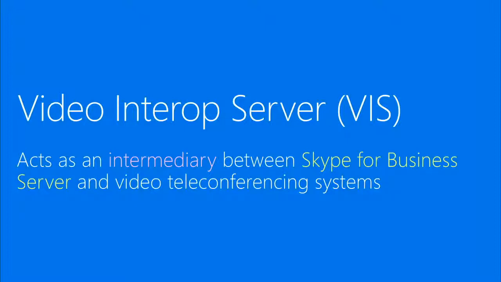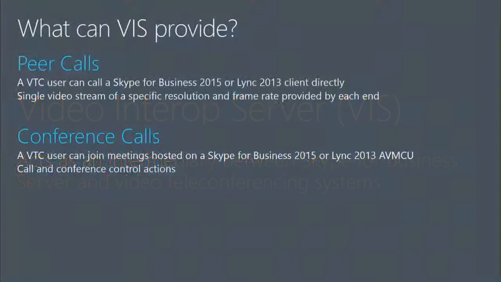So this isn't something that's part of any of the cloud offering features that they've been talking about the last couple of days, but you deploy Skype for Business Server on premises, and you can utilize this. So what is it? It's a gateway. It's an intermediary between the Skype for Business Server world and some video teleconferencing systems. What can it provide? Well, here we go. It can do peer calls and conference calls.